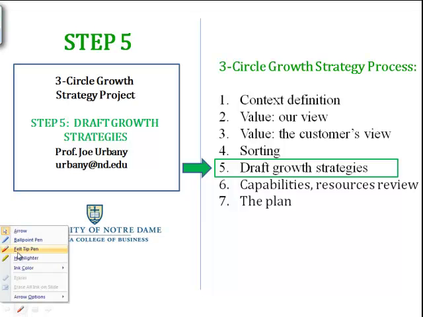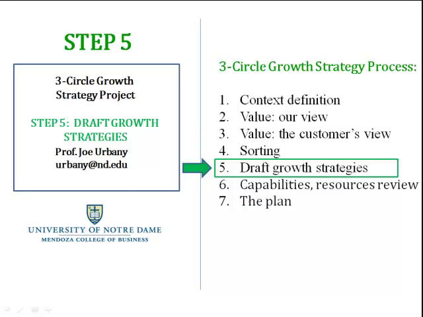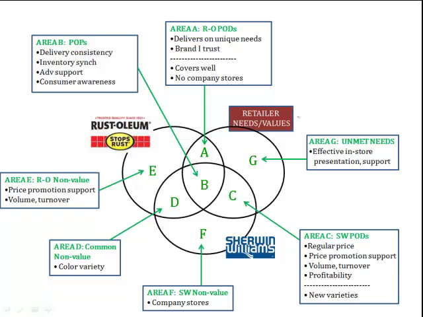Okay, we've done a lot of good work in establishing and defining the context, as well as identifying value, sorting that value. Step 5 gives us an opportunity to systematically look at the value we've sorted and understand, develop, enumerate and brainstorm a growth strategy. So let's take the Rust-Oleum example.